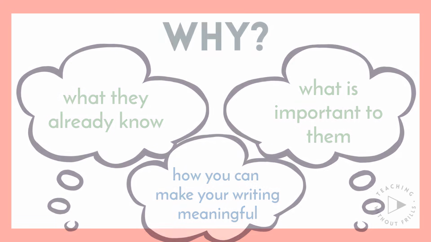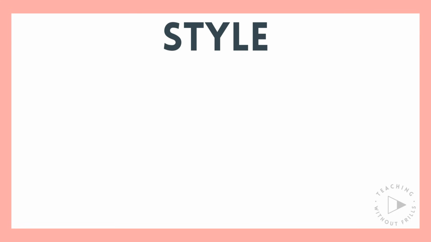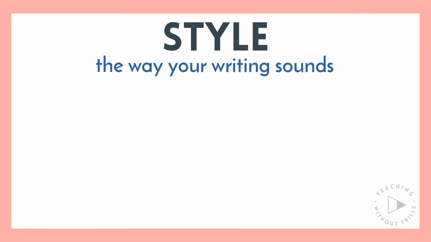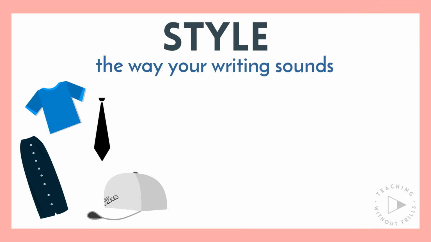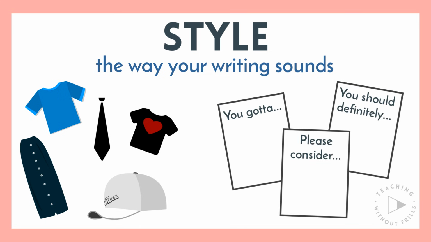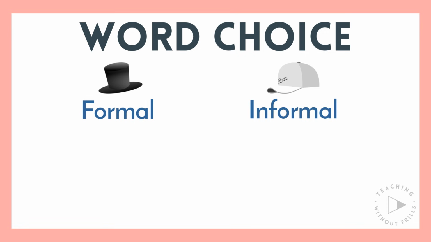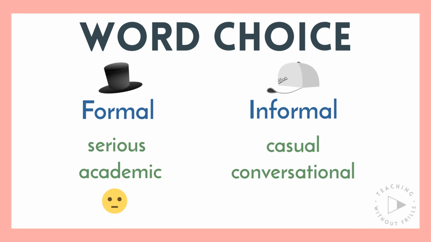You can tailor your writing to your audience by choosing a writing style that will best suit them. Style is the way your writing sounds. Just like we wear different styles of clothing depending on the occasion, we use different writing styles depending on our audience. One important element of style is word choice. You may choose language that is formal or informal. Formal language is more serious and academic, while informal language is more casual and conversational.